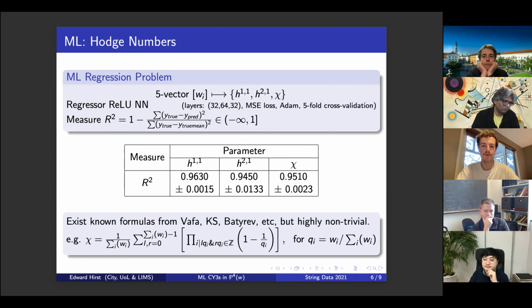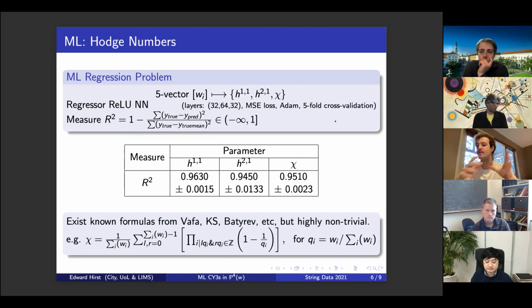So the structure we use, because there's quite a range of integer values the numbers can take, we construct this as a regression problem where we used the most simple structure, the ReLU neural network with 3 layers of these neurons, the most standard mean squared error loss, and an Adam optimizer. And then again, we do 5-fold cross validation. So we take 5 partitions of the data sets and train 5 independent nets on each of those. So we get 5 different measures of the performance we can average and take standard error for. So the measure we use to assess performance is this R-squared measure.